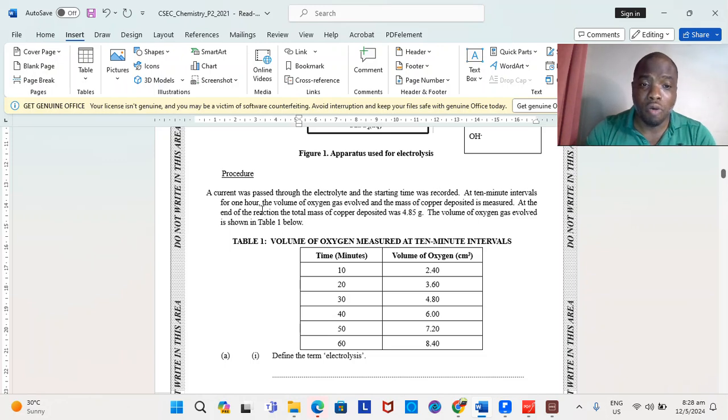Now, a current was passed through the electrolyte and the starting time was recorded at 10-minute intervals for 1 hour. The volume of oxygen gas evolved and the mass of copper deposited are measured. At the end of the reaction, the total mass of copper deposited was 4.85 grams. The volume of oxygen gas evolved is shown in the table.